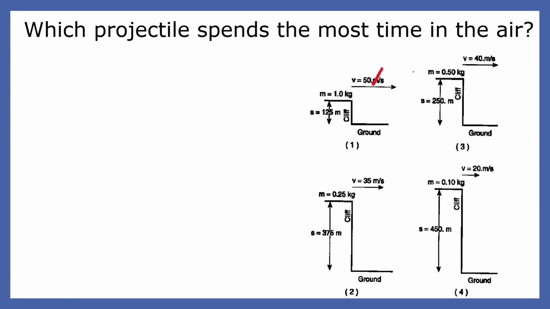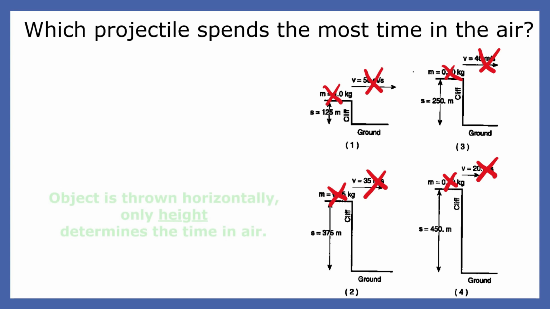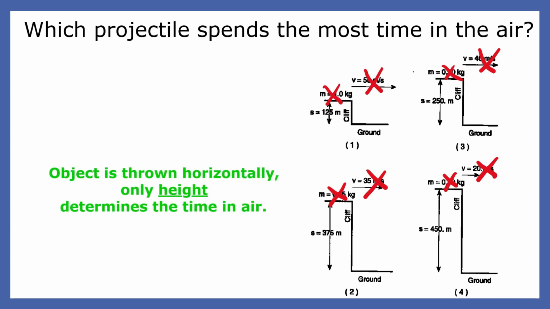The other factor we can ignore is each sphere's initial horizontal velocity. The initial horizontal velocity has no effect on how long each projectile spends in the air. The sphere that spends the most time in the air is the one that is launched from the greatest height, and the one that spends the least time in the air would be the one that is launched from the smallest height.